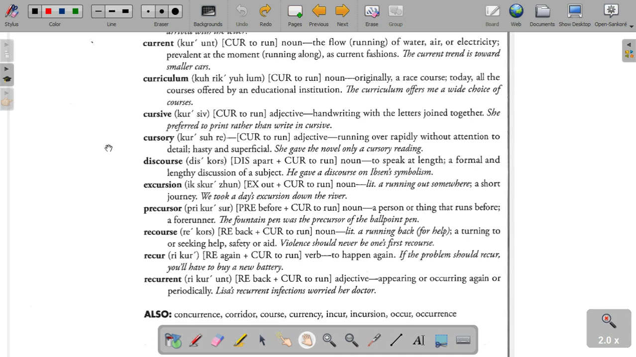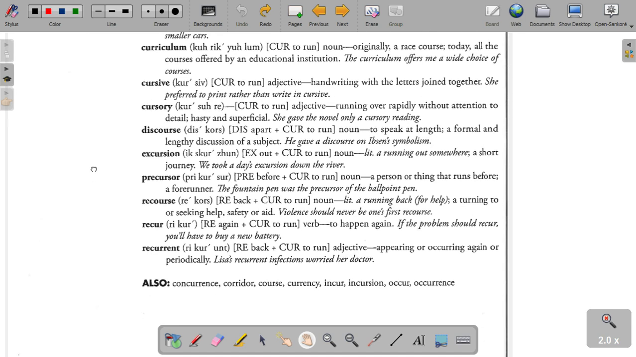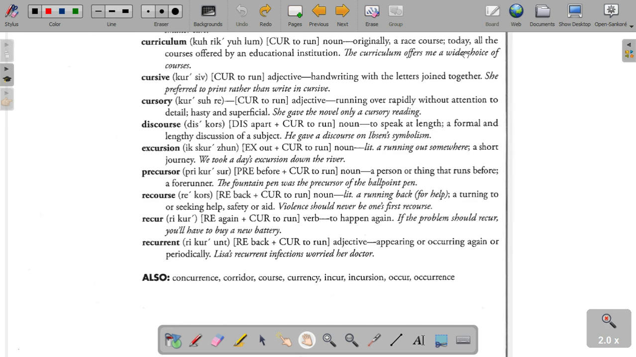Current, as you probably are aware, is just the flow of water, air, electricity, or just something that's prevalent at the moment, as current fashions. So the current trend is towards smaller cars. Curriculum is a race course. Today we use it basically just to talk about courses offered by an educational institution.